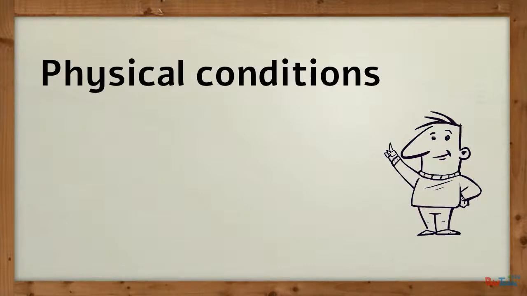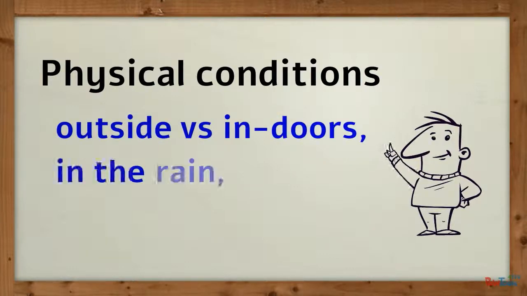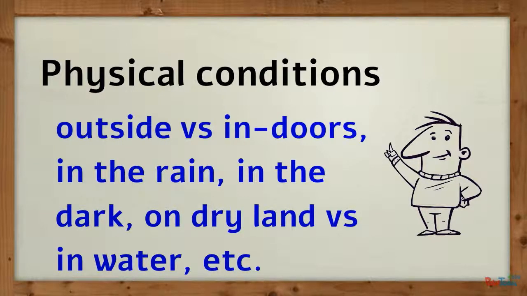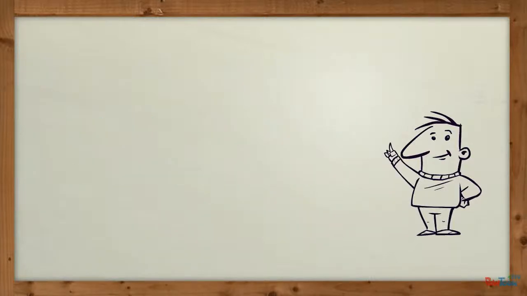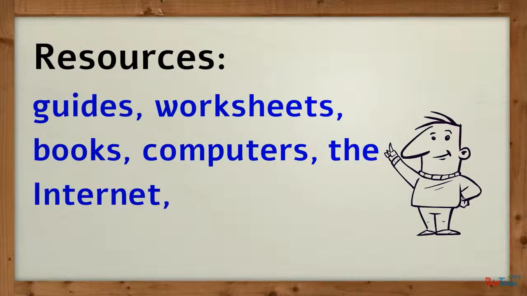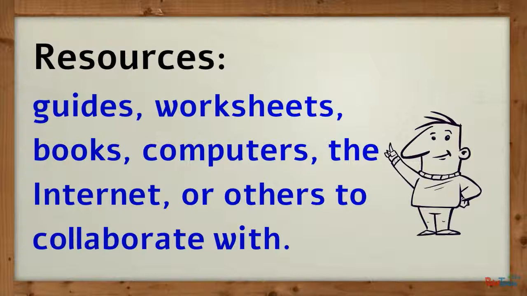One common set of conditions for performing assessment tasks is related to the physical environment that the task will be completed in. For example, outside versus inside, in the rain, in the dark, on dry land versus in the water, and so on. Other more common conditions relate to the resources that can be accessed and employed by the learner completing a task. For example, can they use a book, a computer, the internet, or even other people, either from in or outside of the course?